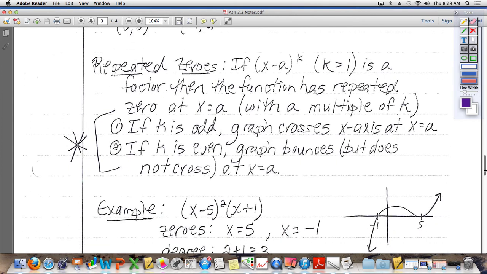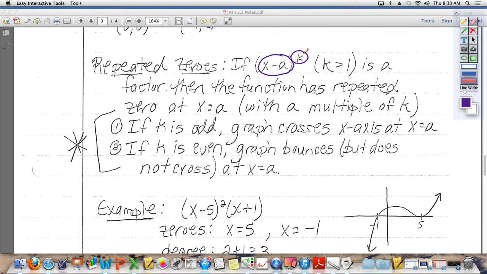Repeated zeros. If x minus a to the k power, where k is bigger than 1, I just have to qualify that we're talking about something bigger than 1, it is a factor, then the function has a repeated 0 at x equals a. So in other words, this is what's going on. We have x minus a. A is usually a number, so say it's x minus 2. We would say 2 is a 0. But if this k value is bigger than 1, like a 2 or a 3 or a 4 or a 5, then we have repeated zeros. And if we have repeated zeros, we have multiplicity. We'll talk about what that means in just a minute.